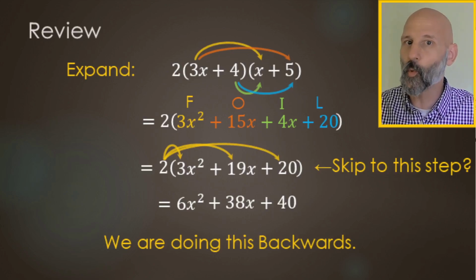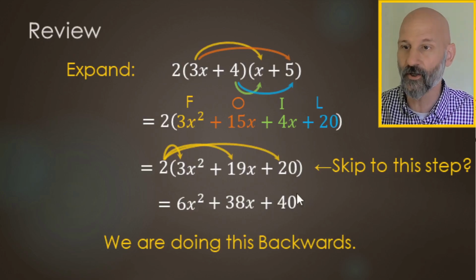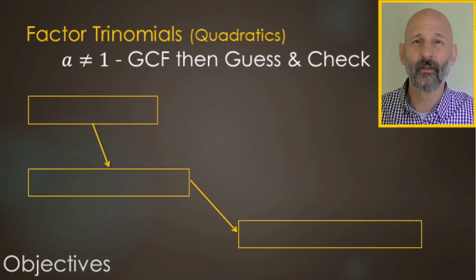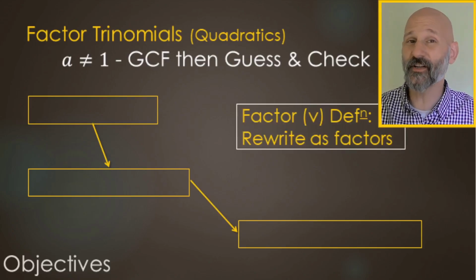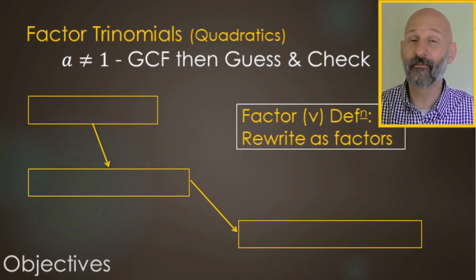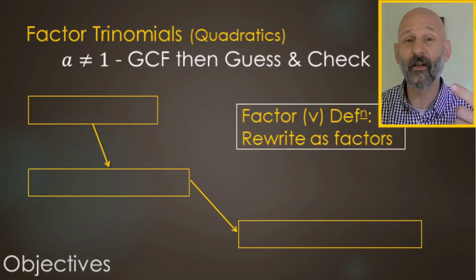Now, for this video, we are doing this procedure, but backwards, okay? So our questions are going to look like this, and then our answers are going to look like this up here. So remember what factoring is. Factoring is when we're taking an expression and rewriting it as factors. Factors are things being multiplied. So we're rewriting it as things being multiplied, okay?